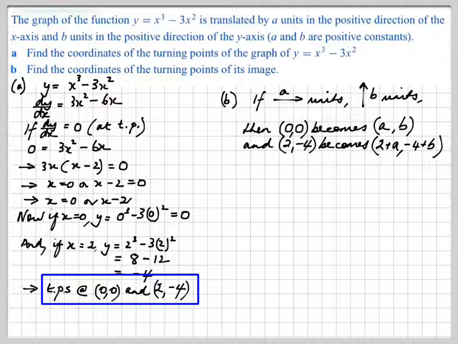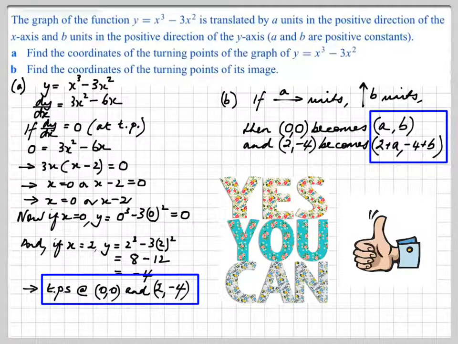But we're just translating points here. Maybe that's the trick in this question. It's not very tricky, is it? Okay, excellent. Now, I think I've got another yes you can. That's right. Yes you can. Well done to you for doing such a good job.